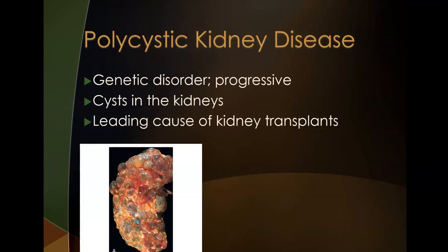Okay, so polycystic kidney disease is a genetic disorder and it's a progressive disease, and you get cysts in the kidneys, and it is the leading cause of kidney transplant. And so this is a kidney with a bunch of different cysts, as you see right there. And normally it wouldn't be like that. It would be nice and smooth and, kind of a dark brown in color.